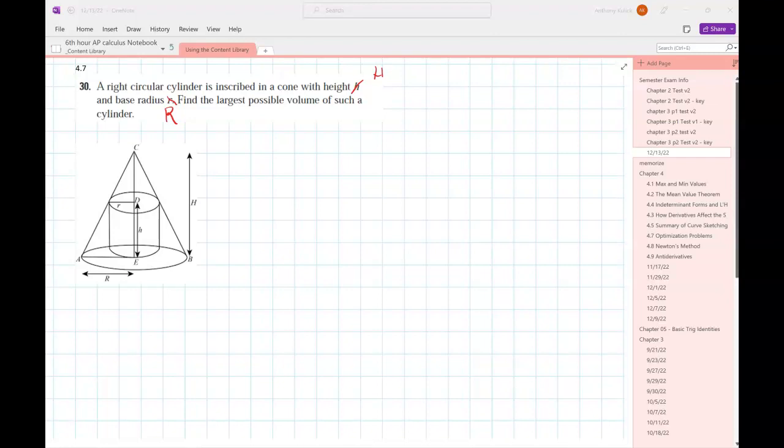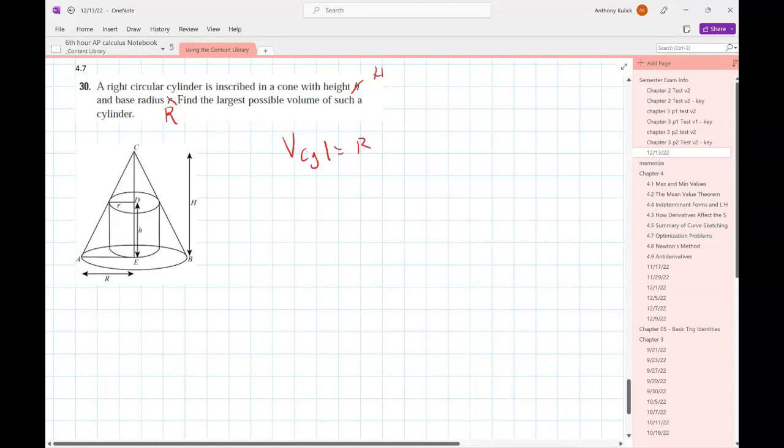What's the volume for a cylinder? Just the area of the base times the height. So in this picture, we'd say pi r squared h. The little r is the radius of the cylinder, and the small h is the height of the cylinder. Perfect. Thank you. Now notice that those are both variables, right?